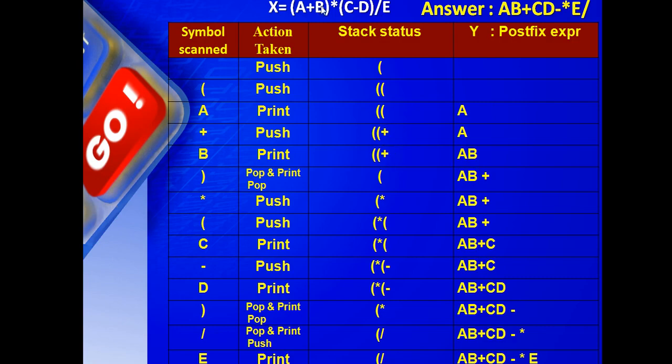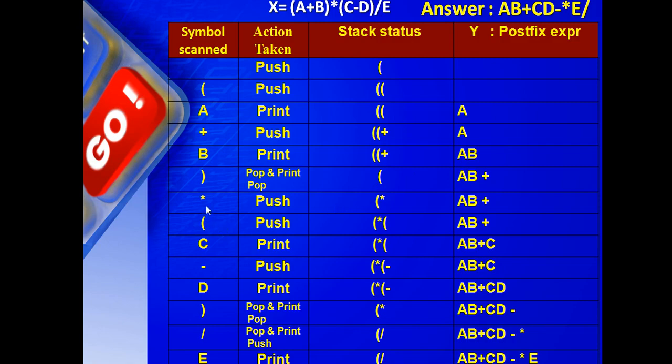Now you got a right parenthesis here. When you get a right parenthesis, pop and print. What is to be popped and printed? Plus. So plus is sent here. And your first left parenthesis is also popped. That's why it is popped, but print is not written. Pop and print means whenever you pop, you have to print it. Only pop means you will pop, but you don't print it. Means what happened? Plus is popped and printed. Left parenthesis is popped but not printed. Therefore, only one left parenthesis left in the stack.